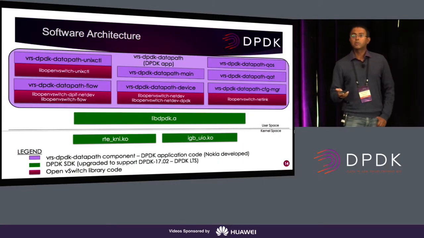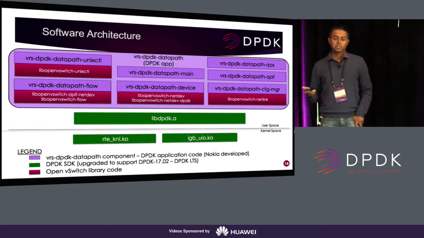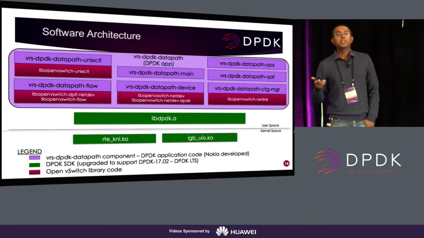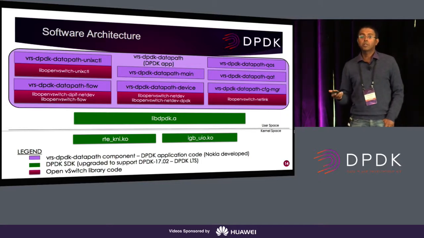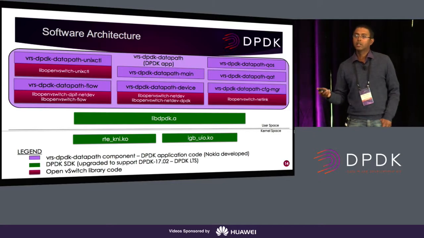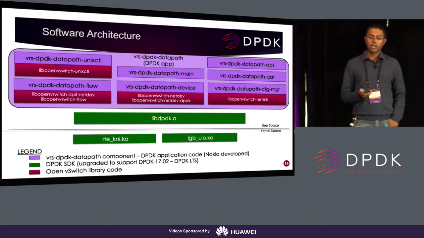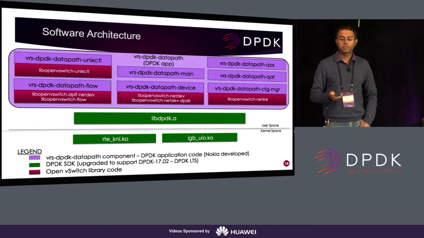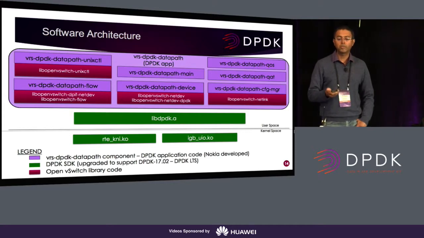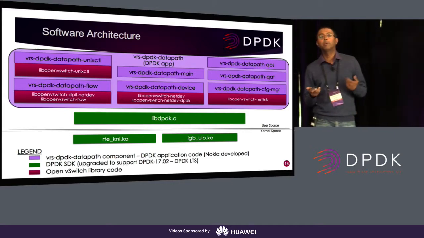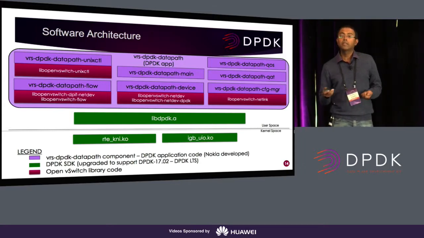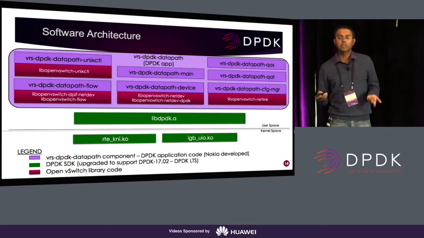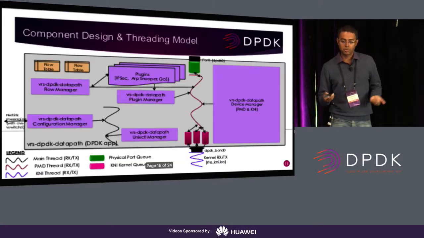So how does the software look? Do we do everything afresh? No, we don't. We leveraged a lot of work that was done in upstream Open vSwitch, and we built our solution on top of Open vSwitch libraries. If you look at this diagram, you will see a number of Open vSwitch libraries on which we built our own libraries, and then we created our own app. So we leverage a lot of what is done upstream, and then we build our own solution.